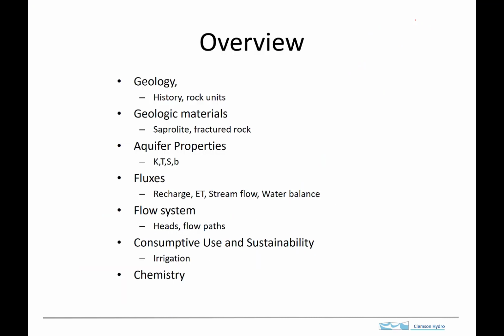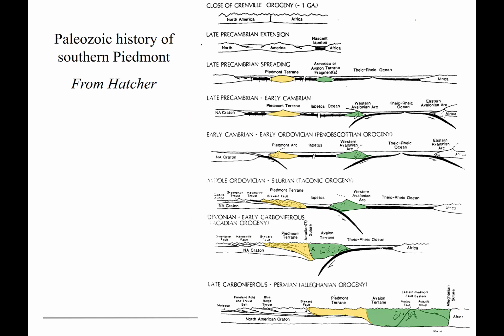So this is an overview of what I want to talk about: the geology, the geologic materials, the aquifer properties, and then the fluxes, flow system, and consumptive use of water, and the chemistry. We're going to focus on the hydrogeology, but it'll be important to take a preliminary look anyway at the geology and the history of how the geology formed. So we'll start with that.